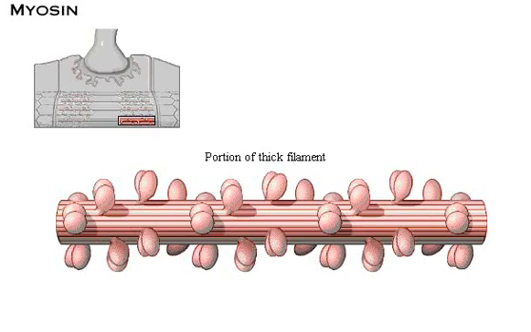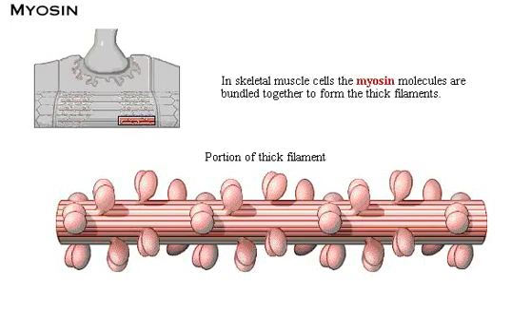The first molecule we will look at is the protein myosin. In skeletal muscle cells, the myosin molecules are bundled together to form the thick filaments. Click the thick filament to see an individual myosin molecule.